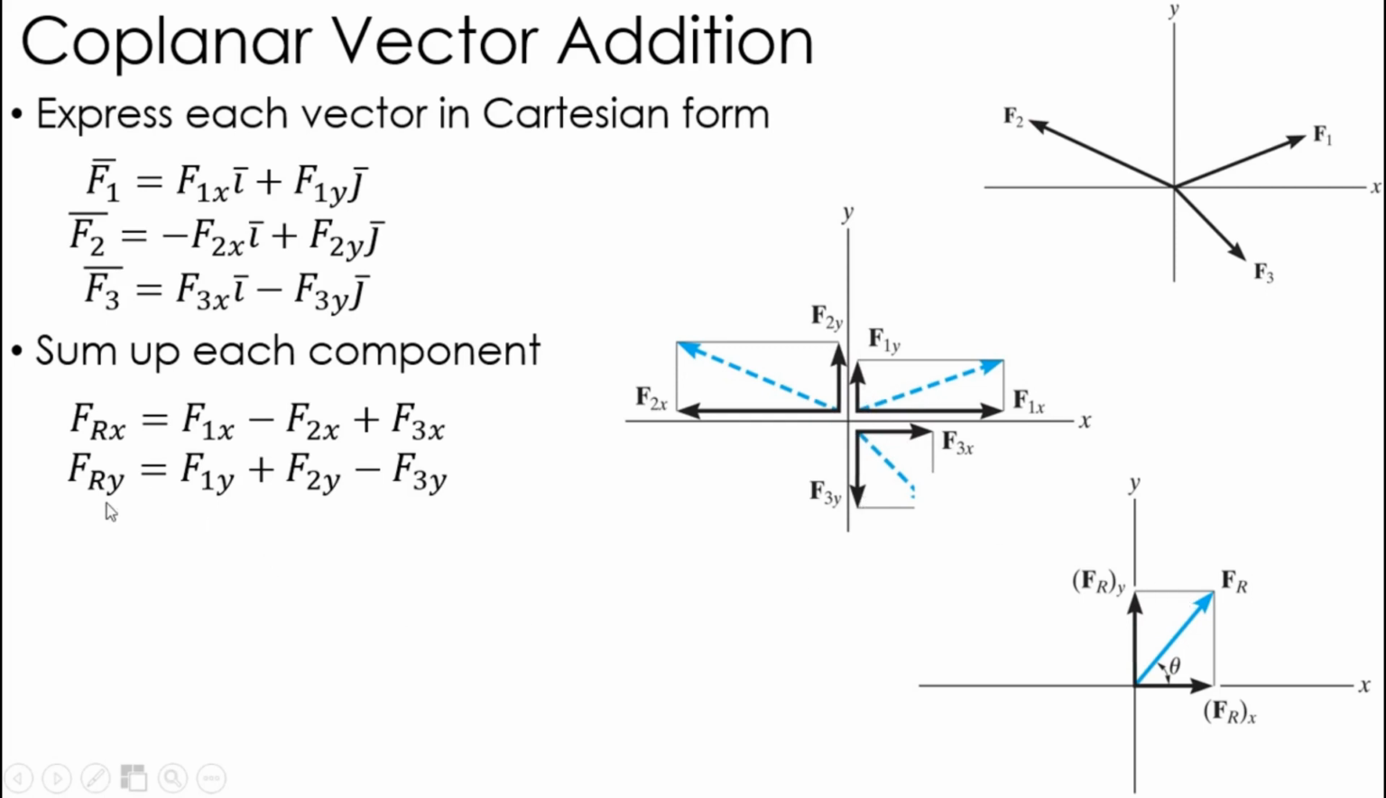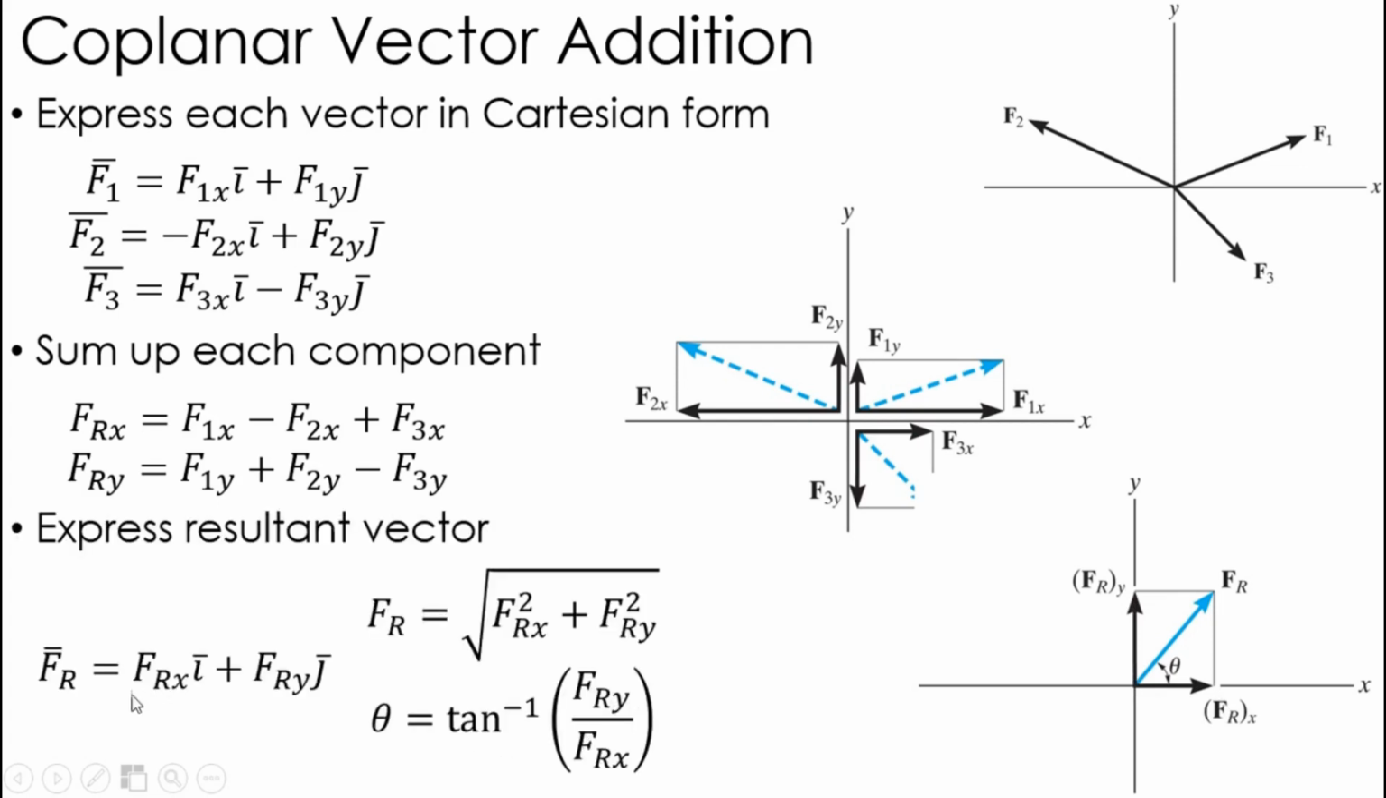Likewise, f1y plus f2y minus f3y. And what I wind up with is the resultant force in the x direction and the resultant force in the y direction, given like this. And I can write that vector like this, where I have the resultant force equal to the x component that I summed up times i plus the y component that I summed up here times j.